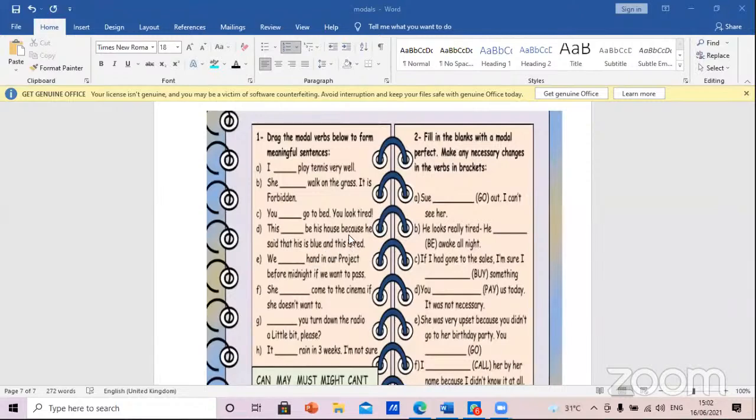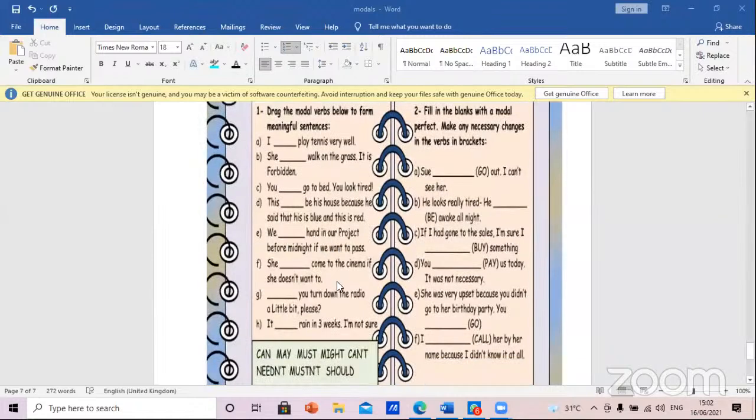Next one. We hand in our project before midnight if we want to pass. If you want to pass, you definitely have to do it, otherwise you fail. Yes, must. Yes, very good. Must. Because if we don't submit it we will fail, so must. Right. She come to the cinema if she doesn't want to. She has to do something that she doesn't like.